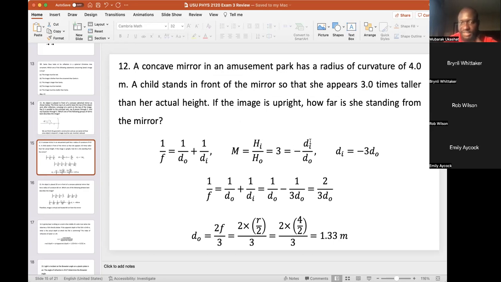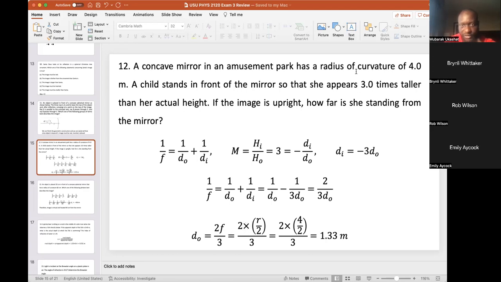And that equals negative image distance over object distance. So magnification has 2 formulas, in terms of the heights and in terms of the image and object distance. In terms of the image and object distance, magnification is 3. So our image distance is -3 times object distance. I'll put that in this mirror equation. 1/F equals 1/object distance plus 1/image distance becomes 1 over object distance minus 1 over 3 times object distance because of this minus here. Then this is 2. When you do this math, it becomes 2 over 3 times object distance. So object distance becomes 2 times focal length over 3.